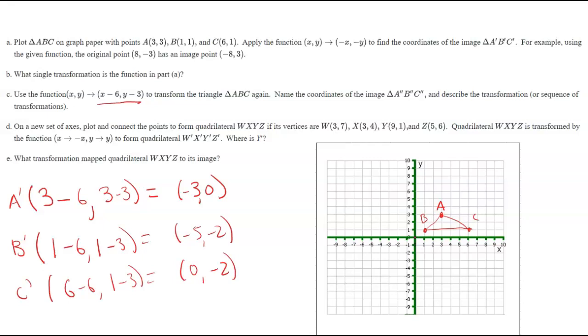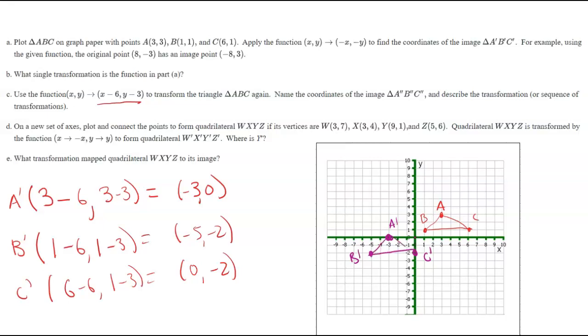I'm going to change my color, plot my points. So negative 3, 0. And that will be my A prime. B prime, negative 5, negative 2. So B prime. And then 0, negative 2. So this becomes my C prime.